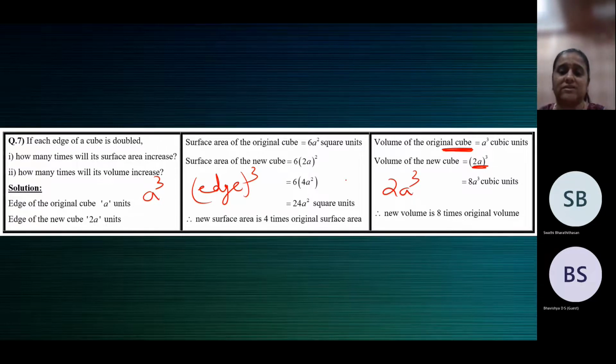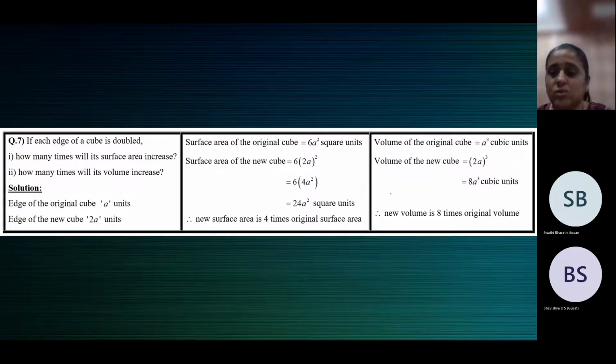Whatever is the side, whatever is the edge, you must cube it completely. So it's going to be 2a, the whole cube. So it is 2a into 2a into 2a, which is 8a cubed. 2 2s are 4, 4 2s are 8. 8a cubed, a into a into a.